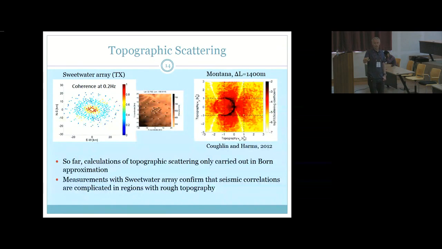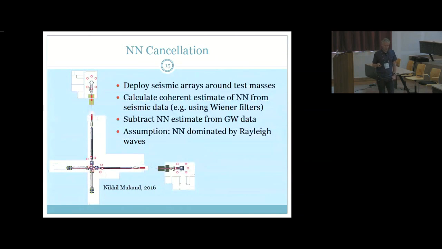So you can see there's some influence of topography on correlations, and therefore also on your Newtonian noise cancellation here. So let's get to Newtonian noise cancellation. This was an image that was produced by a student at IUCAA. And what he did was the following.